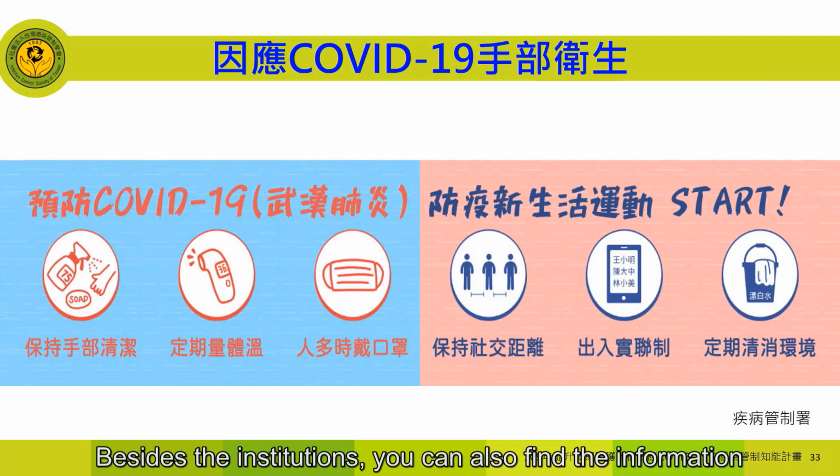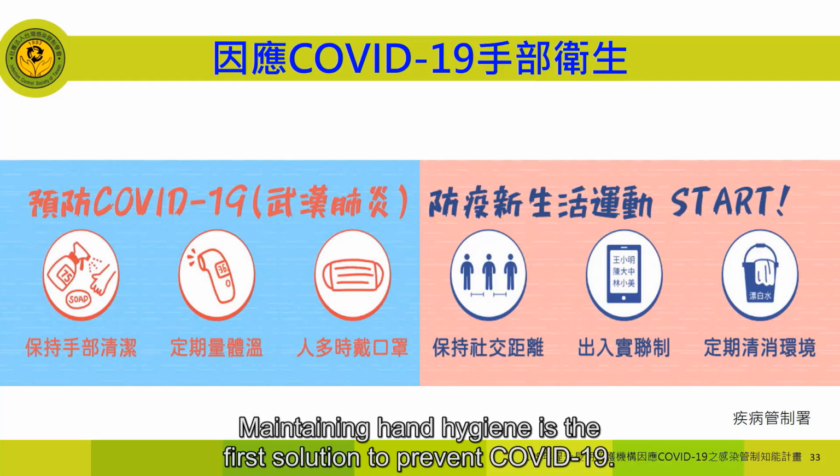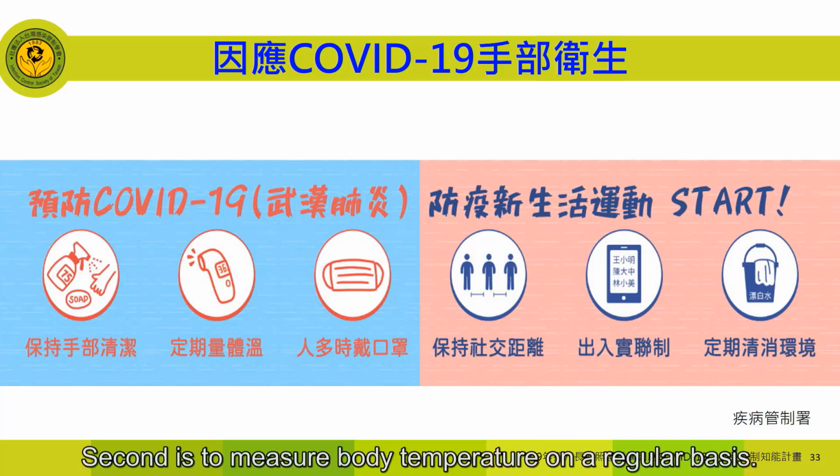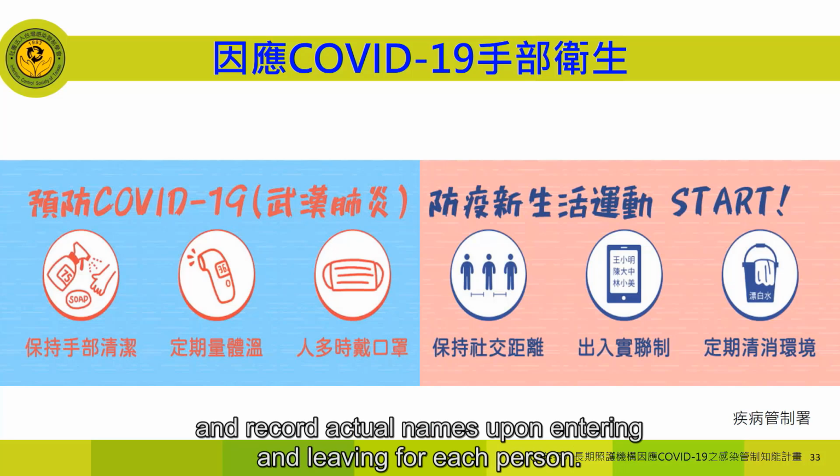Besides the institutions, you can also find the information on the official site of Taiwan Centers for Disease Control. Maintaining hand hygiene is the first solution to prevent COVID-19. Second is to measure body temperature on a regular basis. Third is to wear masks. To implement effective epidemic prevention, please maintain social distancing and record actual names upon entering and leaving for each person.